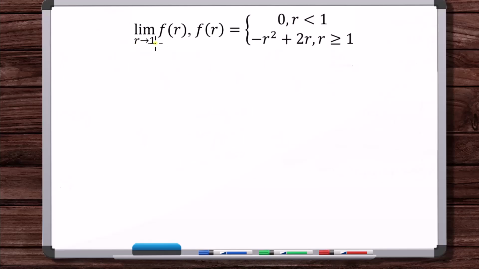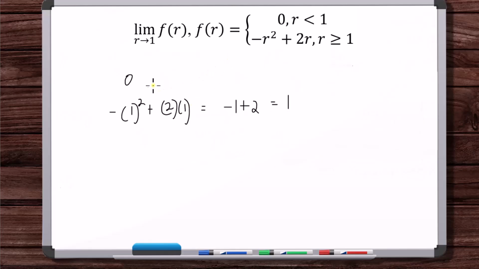Okay, the limit as r approaches 1 of f of r, where f of r is this piecewise function. So okay, it's defined to be 0 when r is less than 1, and then minus r squared plus 2r when r is greater than or equal to 1. So at the transition point, what is the function doing? If this was defined when r was equal to 1, then it would be 0. If this was defined when, or it is defined when r is equal to 1, and so what this is equal to is you've got 2, so minus 1.